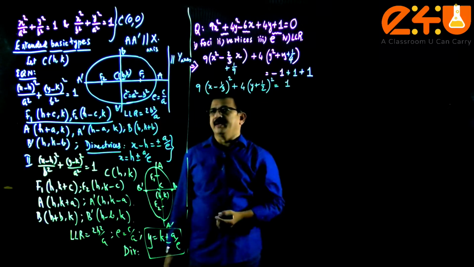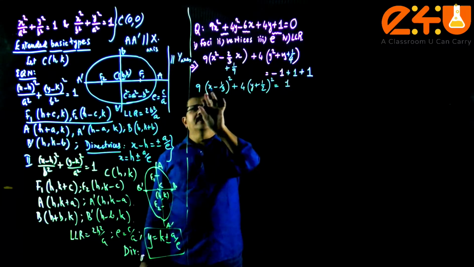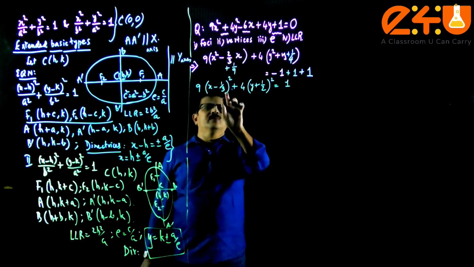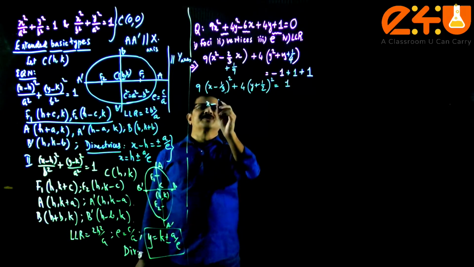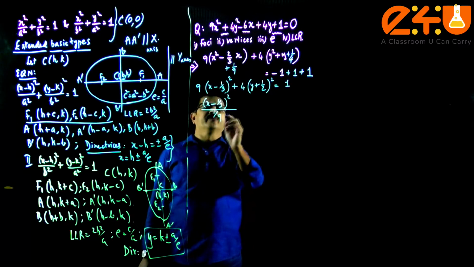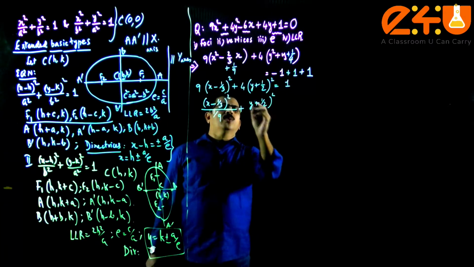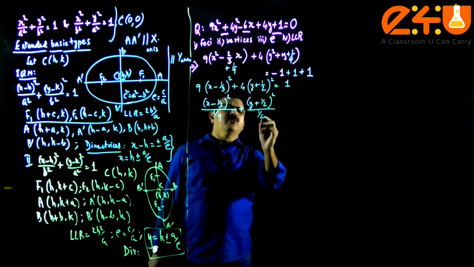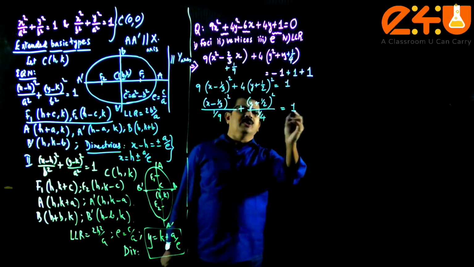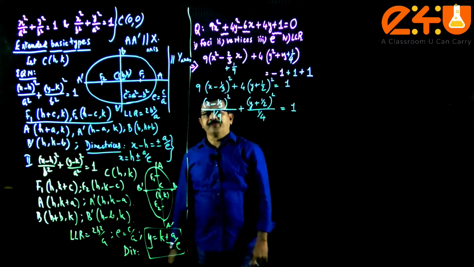So what do we understand? Where are a² and b² now? Very simple: (x − 1/3)² over 1 by 9, plus (y + 1/2)² over 1 by 4, is equal to 1.